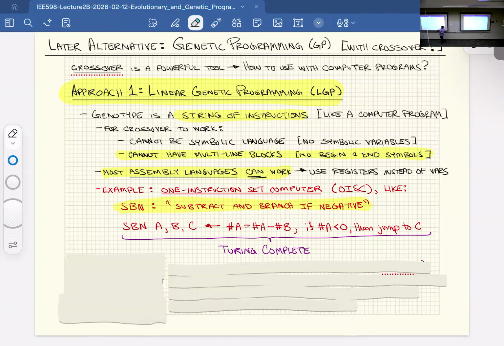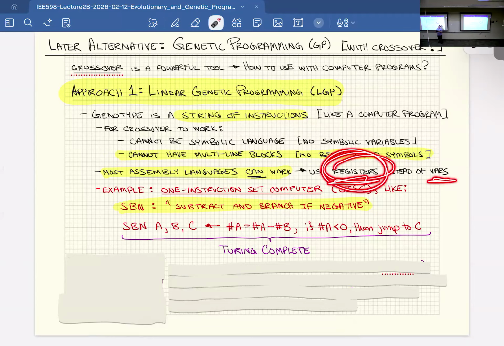Assembly languages use registers, hardware registers, instead of variables. So you don't say X equals 5. You say, hey, you've got 10 registers. I'm going to assign 5 to register 1. It's almost like the registers are global variables that are just always available to you. Because they're global variables, you don't have to worry about them being in scope.